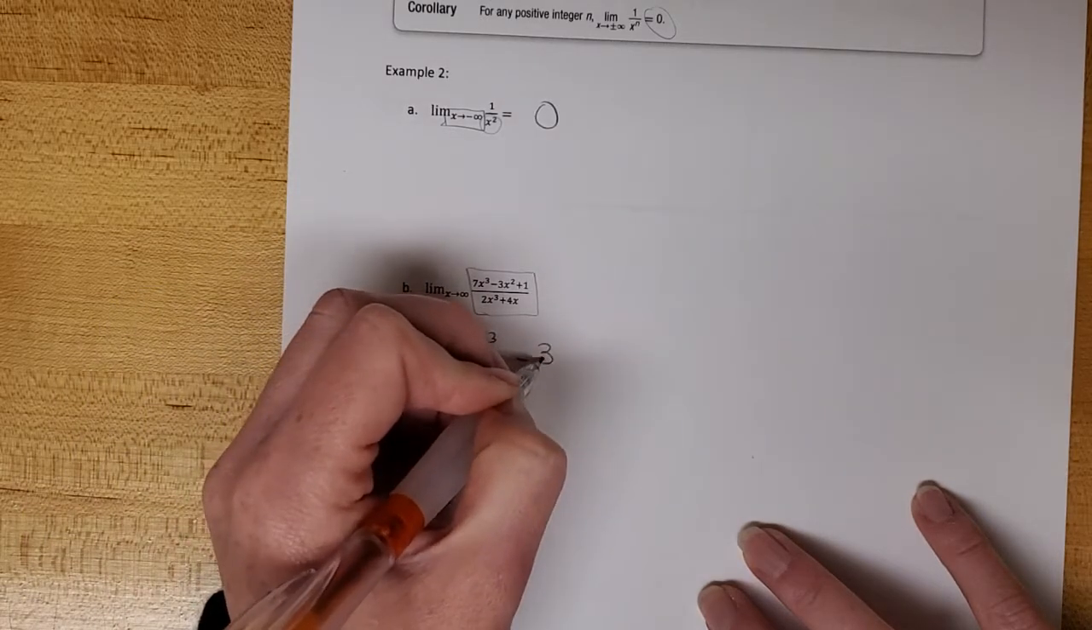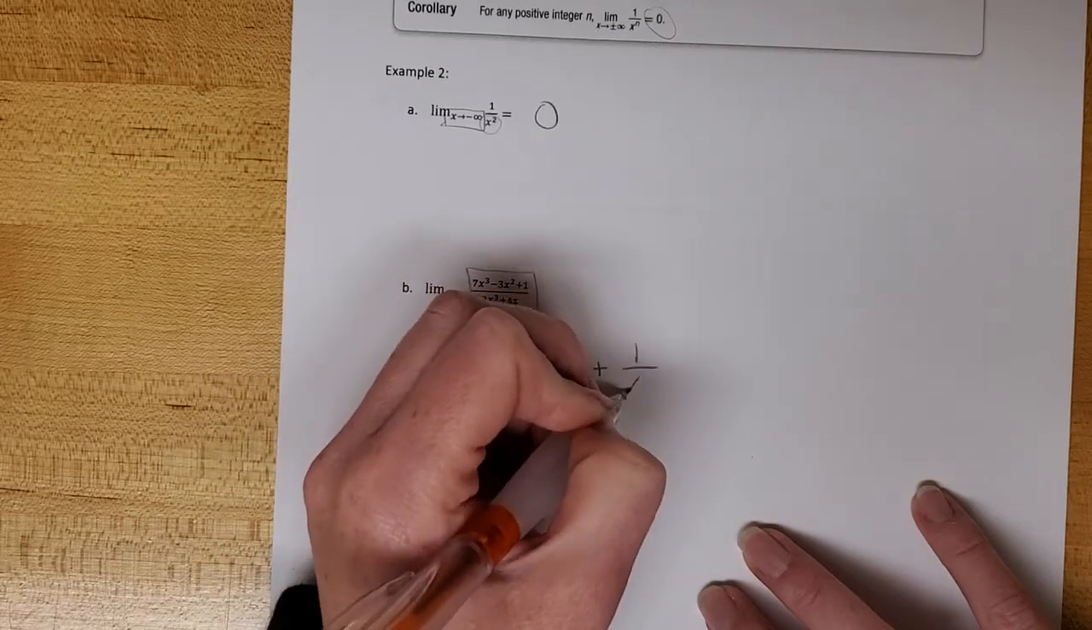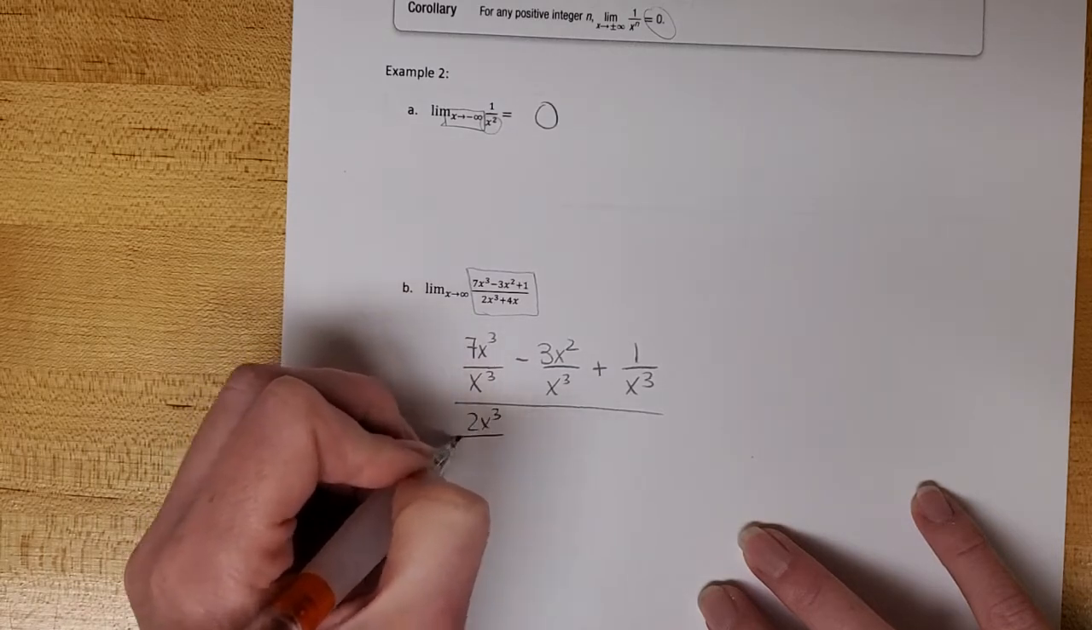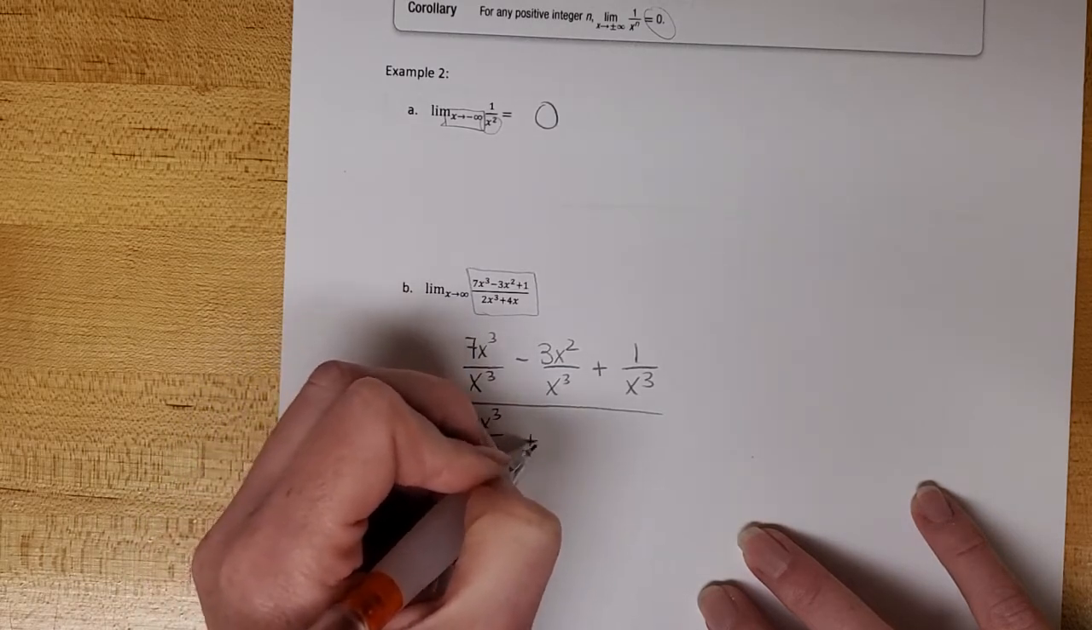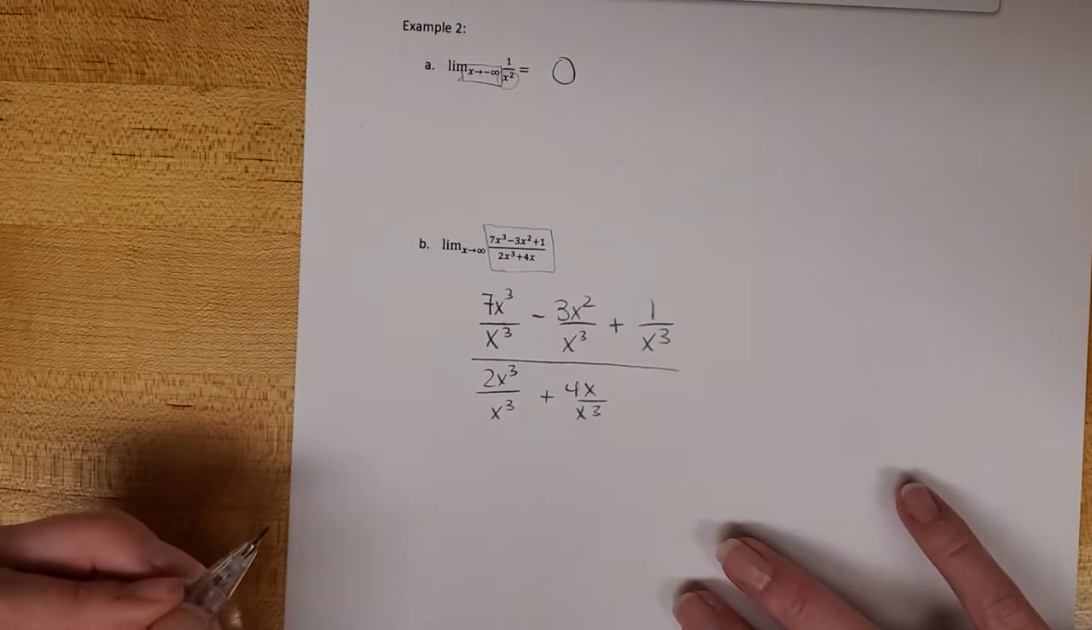And then we have minus 3x squared divided by x to the third, and then plus 1 divided by x to the third. And then we're going to do the bottom, 2x to the third divided by x to the third, plus 4x divided by x to the third. And then we're going to simplify and break these apart.